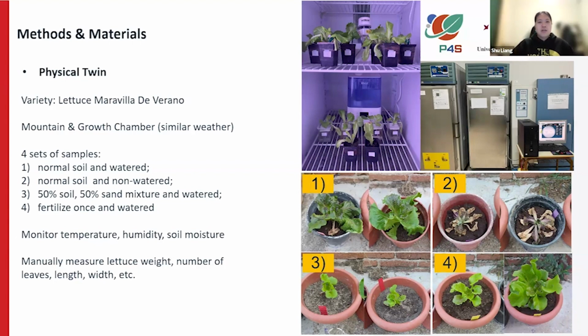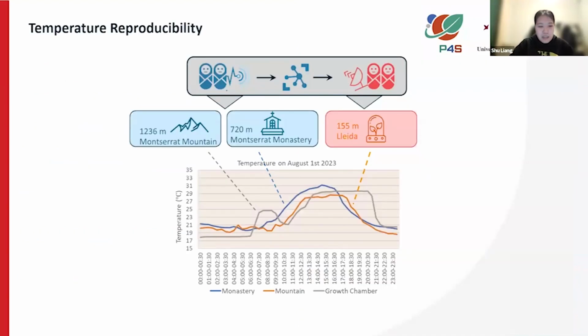In the growth chamber, we monitor the temperature and humidity with a weather station, and use a soil moisture sensor to monitor the soil humidity. Every week I measure the lettuce's weight, the number of leaves, the length, and so on. To keep animals from eating the lettuce, we put it near the mountain. We compare the temperature at the three locations, and adjust the temperature of the growth chamber.